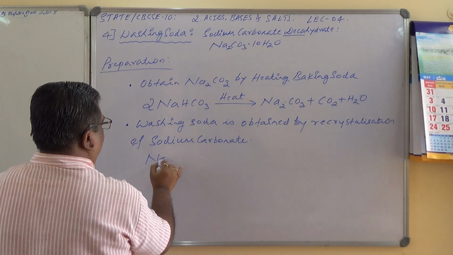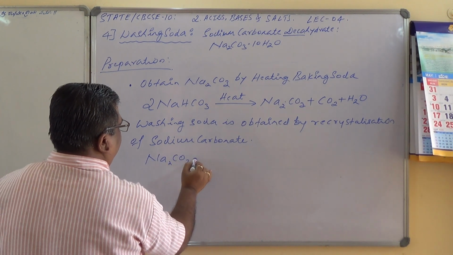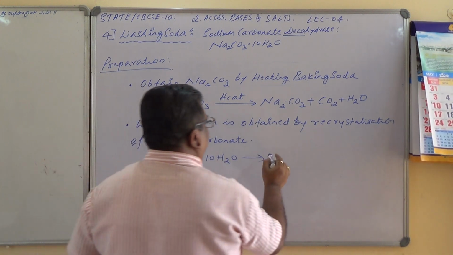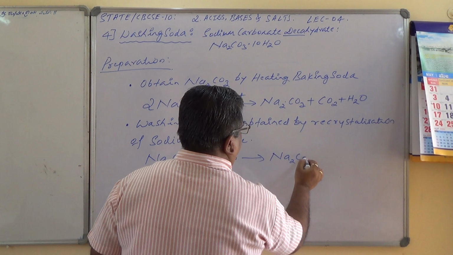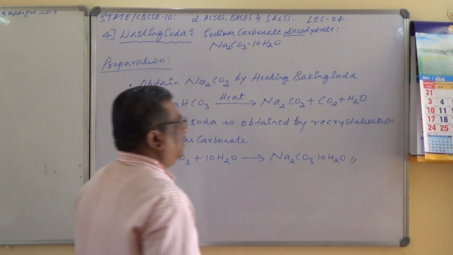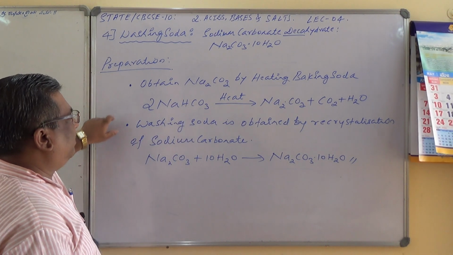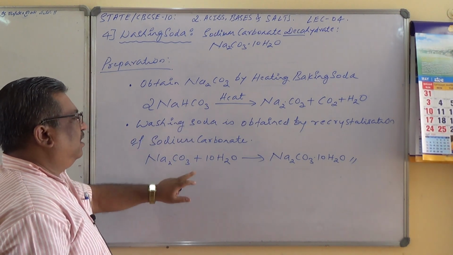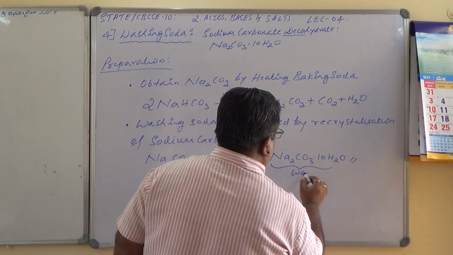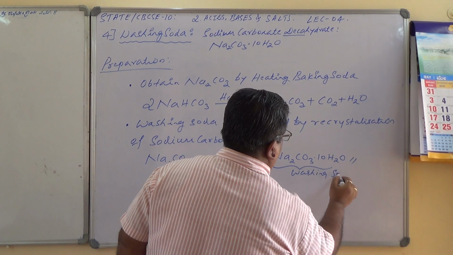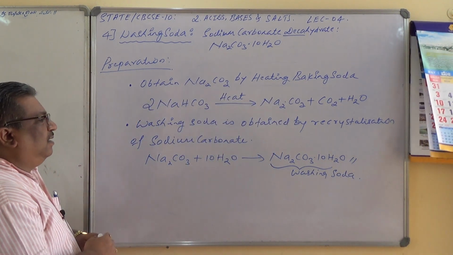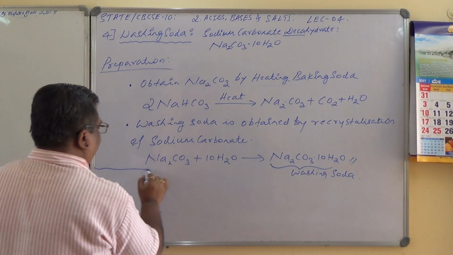So Na2CO3 plus 10H2O gives you Na2CO3·10H2O. So these are the two processes, or the two-step process, to obtain sodium carbonate decahydrate, which is nothing but washing soda. Washing soda. Is it clear? Let us study the applications of this one.